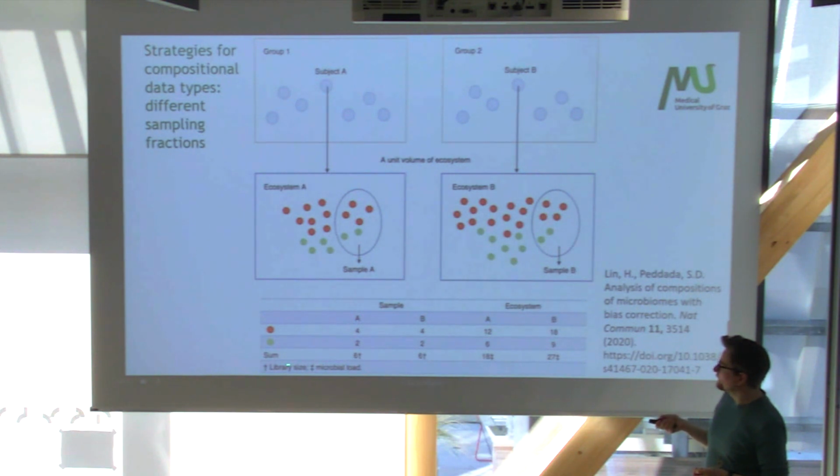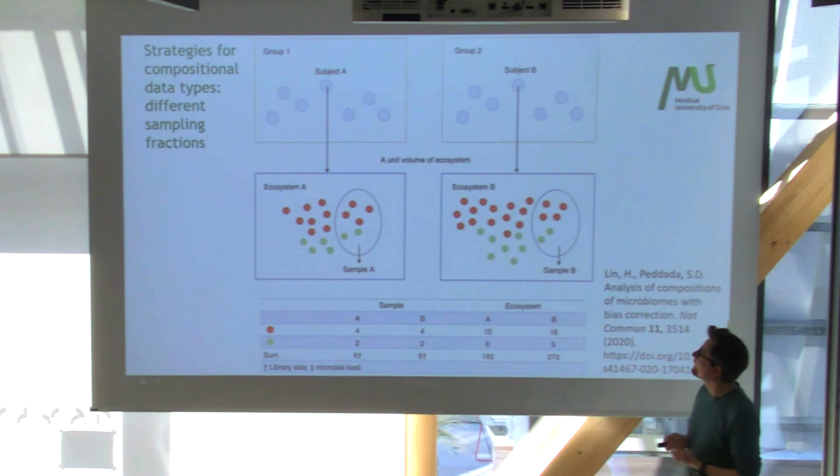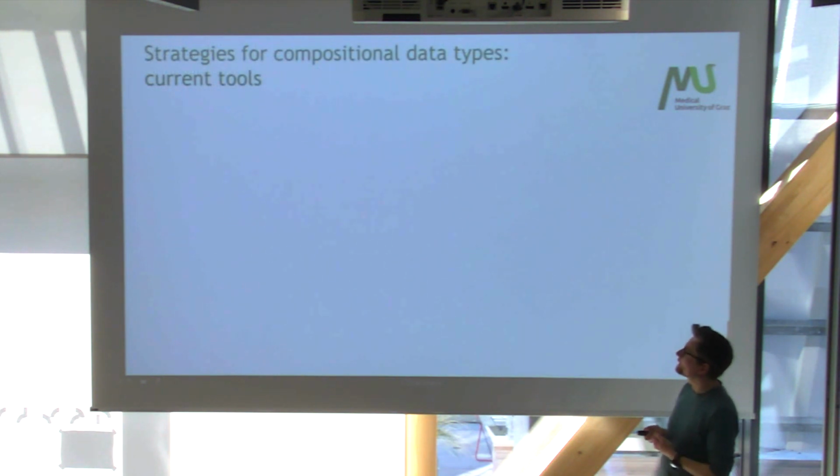Here the library size, so we also call this the library. The library is the thing that gets into the sequencing machine in the end. So here we have the same number, but when it comes to the microbial load, it's totally different. So that's also something that we have to consider.